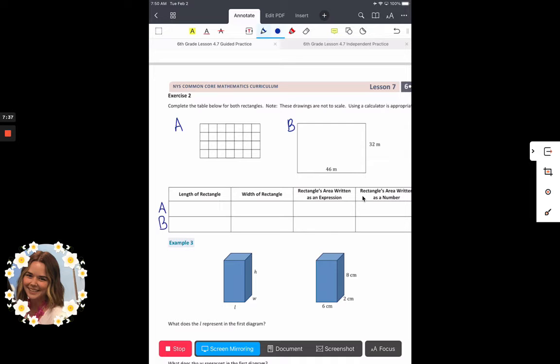So for rectangle A, we don't have any units of measurement, right? There's no meters, there's no inches, there's nothing labeled there. So we're just going to call them units. So the length of this rectangle, so one side, we're going to go from this piece to this piece. We have 1, 2, 3, 4, 5, 6, 7 units. So our length is 7 units. And our width is 1, 2, 3, 4 squares. So 4 units.